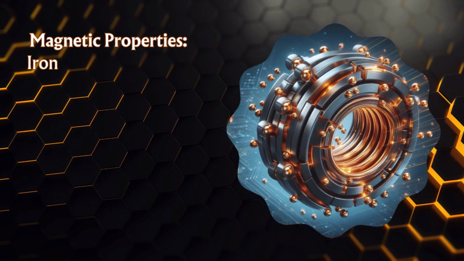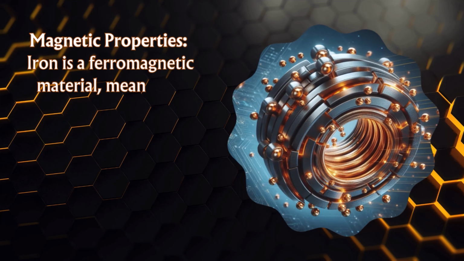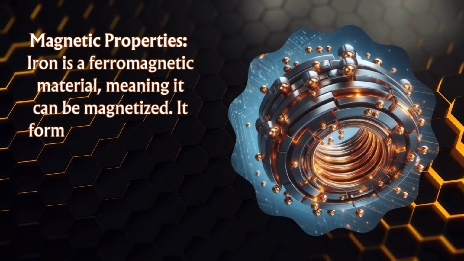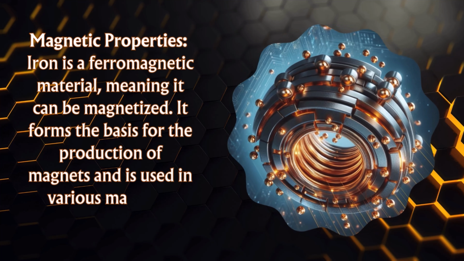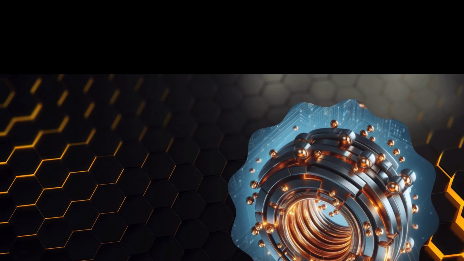Magnetic properties. Iron is a ferromagnetic material, meaning it can be magnetized. It forms the basis for the production of magnets and is used in various magnetic applications.